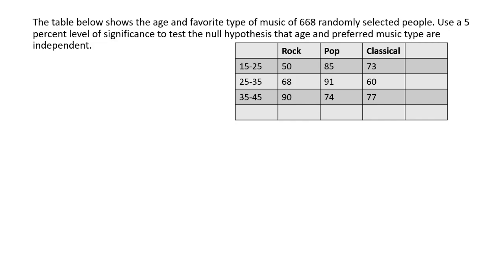Here we have a contingency table that shows the age group and the type of music that they like. So for example, out of some sample, 50 people within ages 15 through 25 chose rock as their favorite music type. When we have such a contingency table, we can think about the following question: whether the age and the type of music they like are related or not.